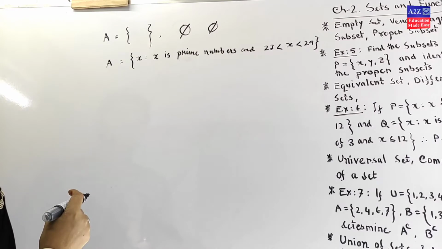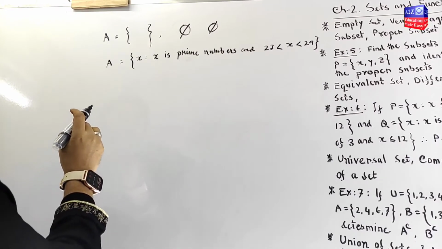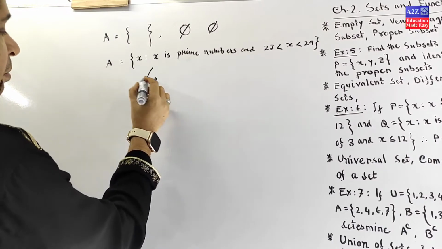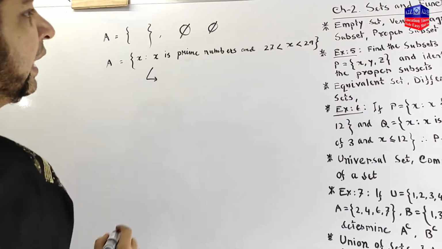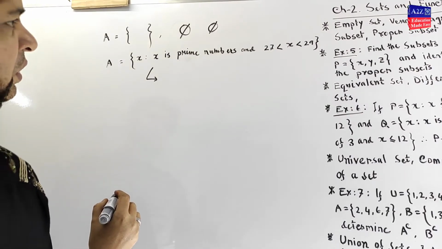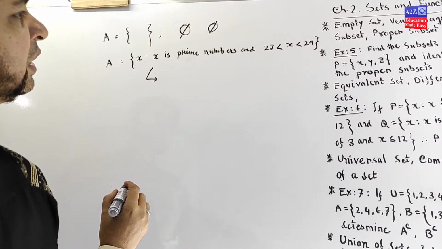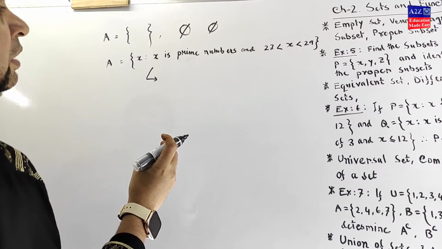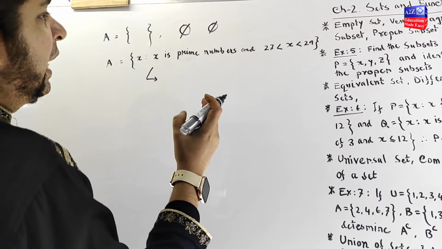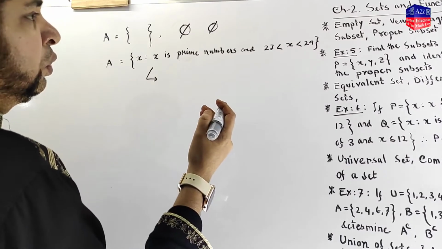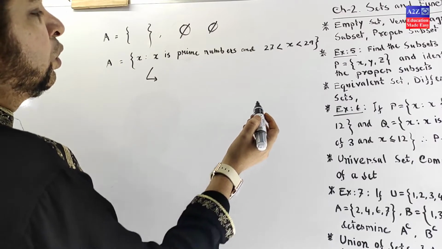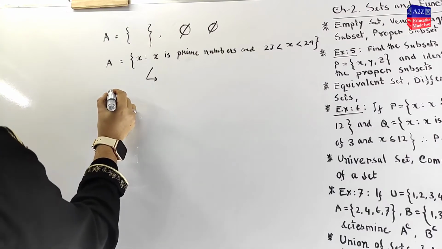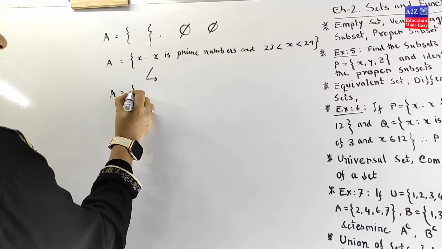I am saying that A is a set of element x such that x is prime numbers. From the first condition, we are getting that the element must be prime numbers, and from the second condition, we are limiting the range from 27 to 29. 27 is not a prime number. 28 is not a prime number, and 29 is not less than 29. So though 29 is a prime number, it is not within the range. Okay, so ultimately what we are getting for this set, we are getting no elements for this set.